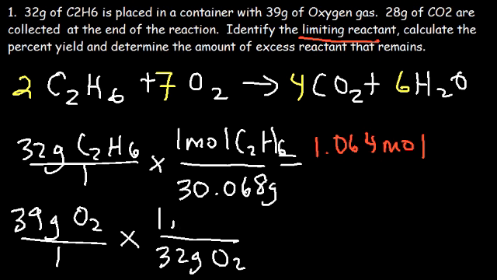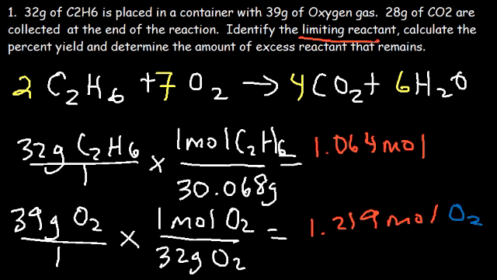So there are 32 grams per 1 mole of oxygen gas. And 39 divided by 32 is about 1.219 moles of oxygen. So which one is the limiting reactant? Is it O2 or is it C2H6?